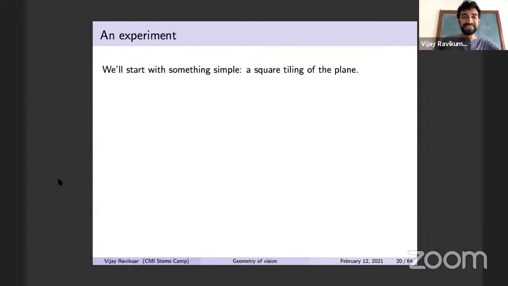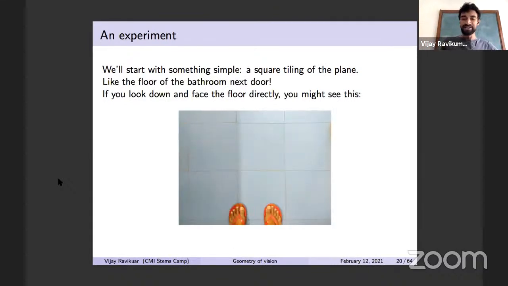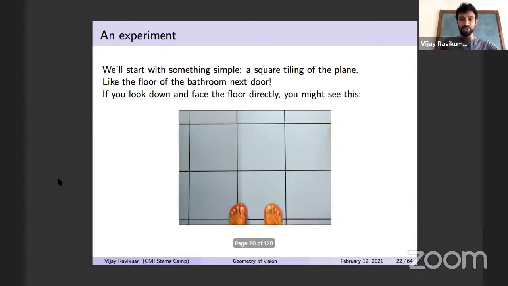So as an experiment, let's start with something really simple: the square tiling of the plane. Many bathrooms have a square tiling on the floor, or maybe even your living room does. But hopefully there's some room in your house or nearby that has a square tiling. You won't need to go there right now, but if you look down and face that square tiling directly, you might see something like this. You might see an even grid, and that grid will be made up of square tiles, perfect squares. And together they'll tile the plane. Even if it's the floor of your room, you can imagine that going out forever.